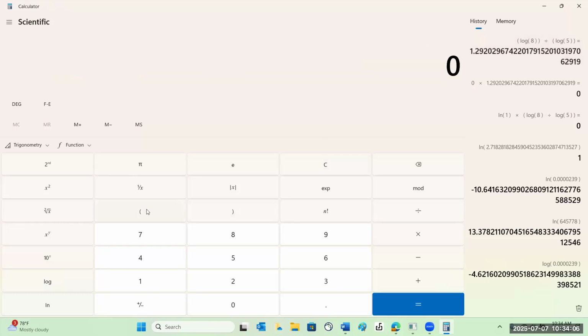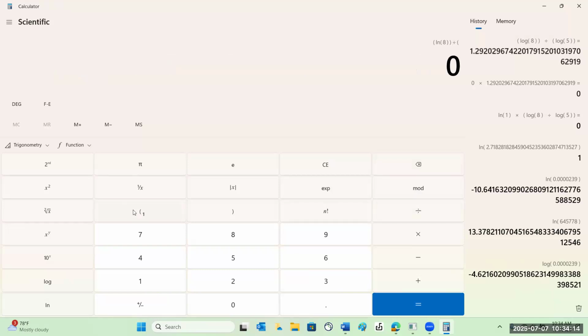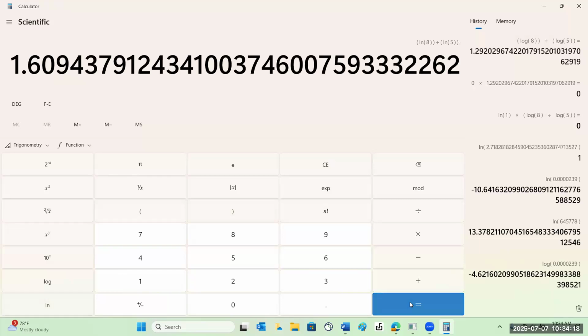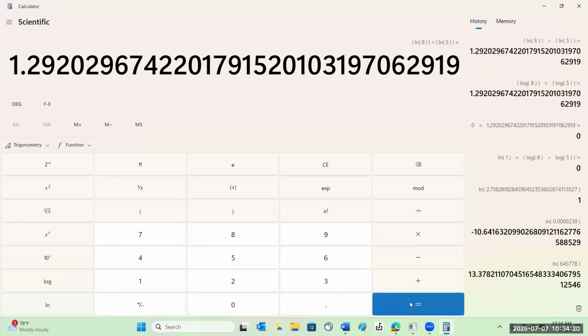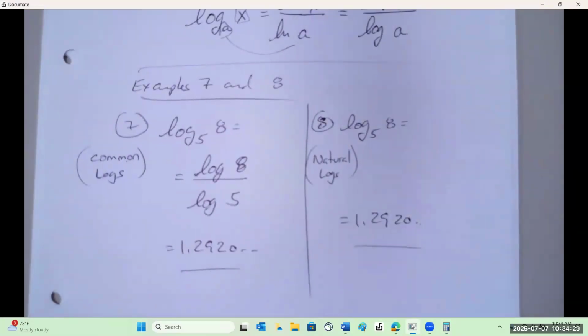Now the second one, I have ln of 8 divided by the ln of 5 equals 1.2920, blah, blah, blah, blah. Of course, they're the same thing because it's a ratio of the two numbers.